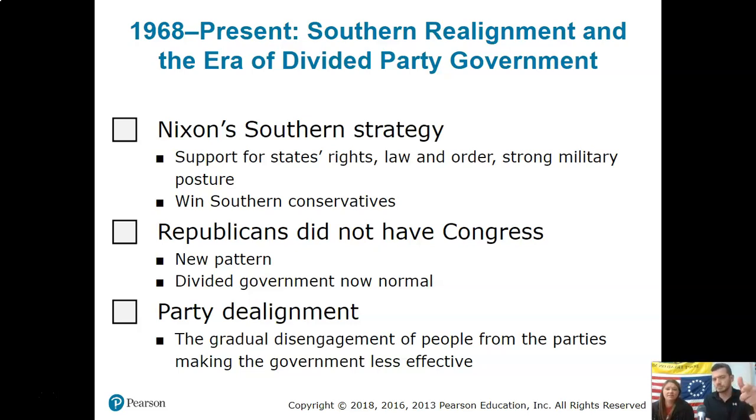Okay, 1968 to present. Southern realignment in the era of divided party government.